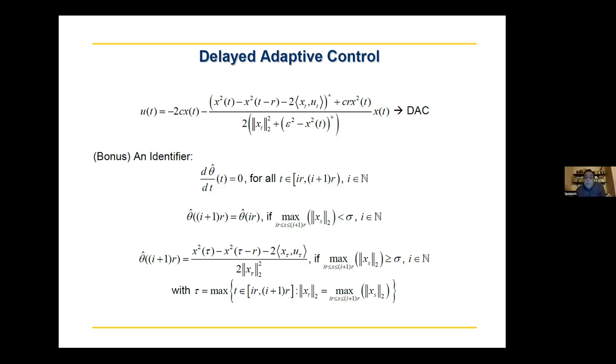And look what we are doing for the identifier. We say that if the two norm of the solution is above a certain threshold, which we call sigma, then we can use the exact estimate. The exact estimate is not going to be far away, even when we have disturbances. Otherwise, if the solution norm is less than this threshold, then we simply do not update the parameter estimate. We keep the parameter estimate constant. That is the identifier that we have thought of. And this, as I told you, may work in parallel with the controller. You can even use this identifier with different adaptive controllers.